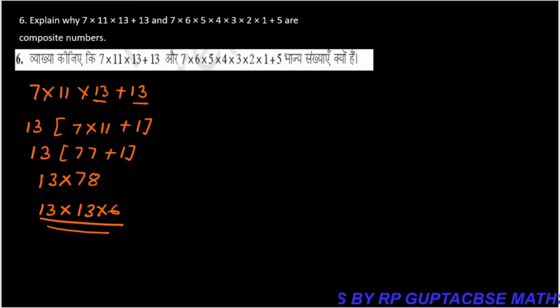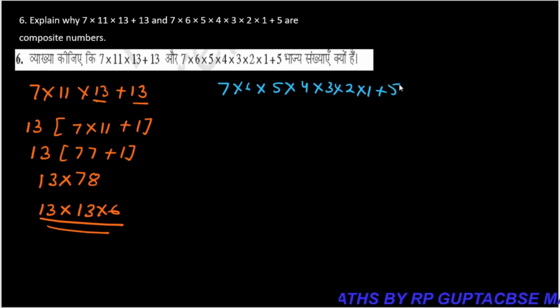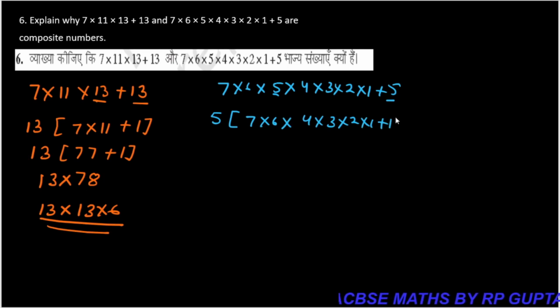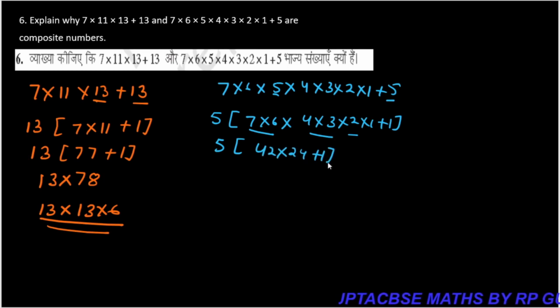So we are moving to the next question. What is the next part? It is mentioned 7 into 6 into 5 into 4 into 3 into 2 into 1 plus 5. Again, 5 is common. Take the 5 common. What you will get? 7 into 6 into 4 into 3 into 2 into 1 plus 1. So 5 as it is. 7 6s are 42. Then 4 3s are 12. 12 2s are 24.